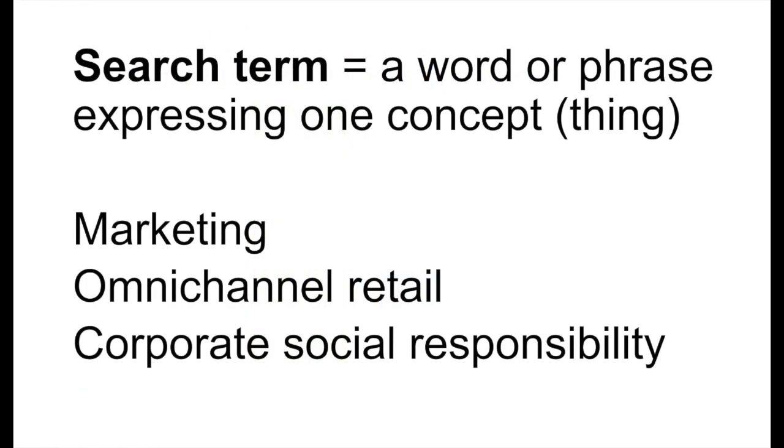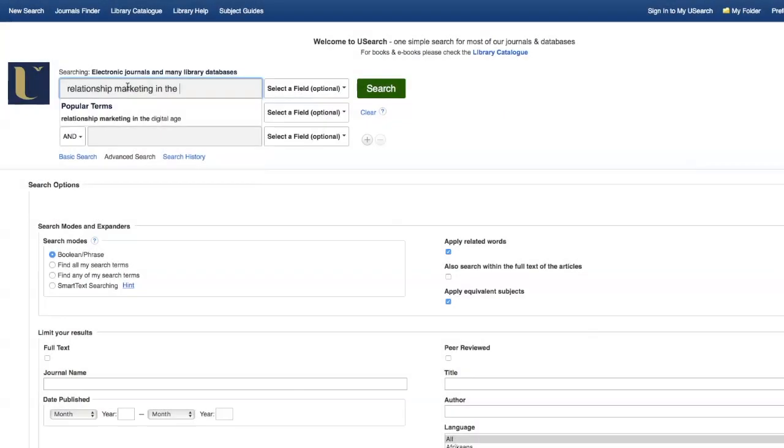Academic databases don't like sentences, unlike Google, which doesn't mind them. Always think about search terms. A search term is one word or two, maybe even three, which only mean one thing. For example, marketing is a good search term. Relationship marketing is also a good search term. It means just one thing, a particular kind of marketing. Even corporate social responsibility, three words, is a good search term. They all together mean just one thing. Searching for long sentences consisting of several search terms usually brings no results.